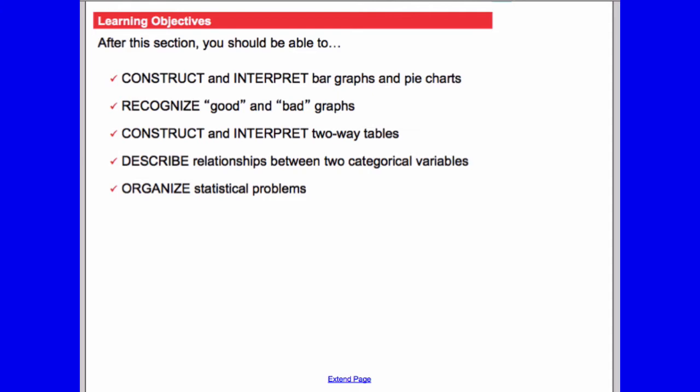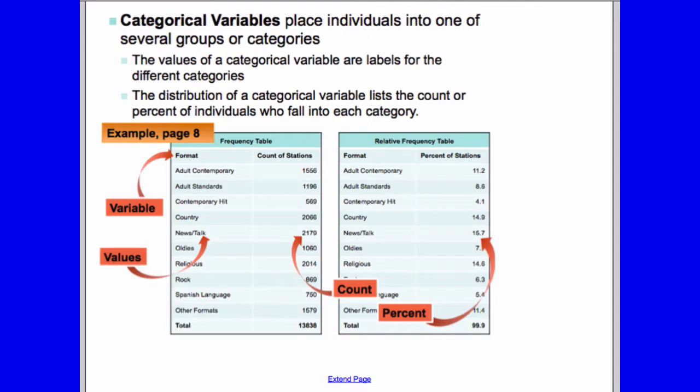In this section, let's talk about the objectives. You're going to construct and interpret bar graphs and pie charts, recognize good and bad graphs, construct and interpret two-way tables, describe relationships between two categorical variables, and we're going to organize statistical problems and how to attack them.